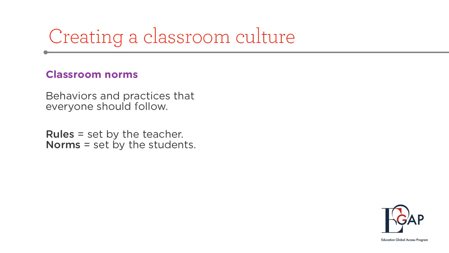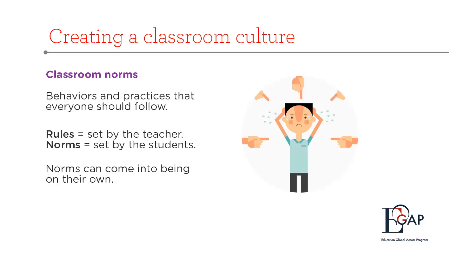Rules are generally set and enforced by the teacher, but norms are often set by the students themselves, either explicitly or through repeated behavior. In other words, norms can come into being on their own. And if a student works against those norms, it's just as likely that she will be lightly scolded by her peers instead of by a teacher alone. In this way, students become responsible for managing their own learning.